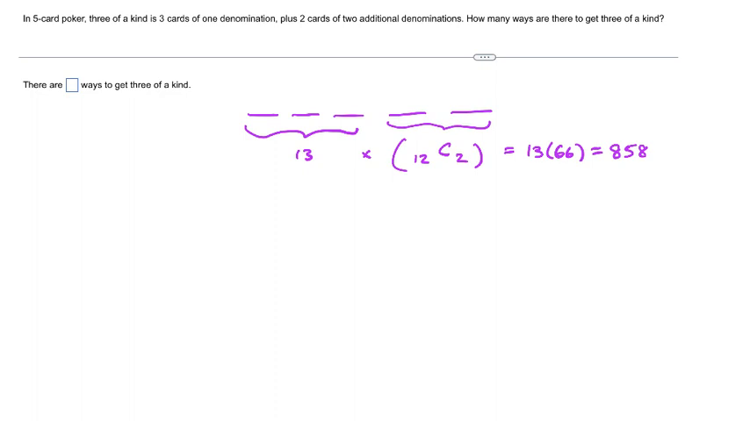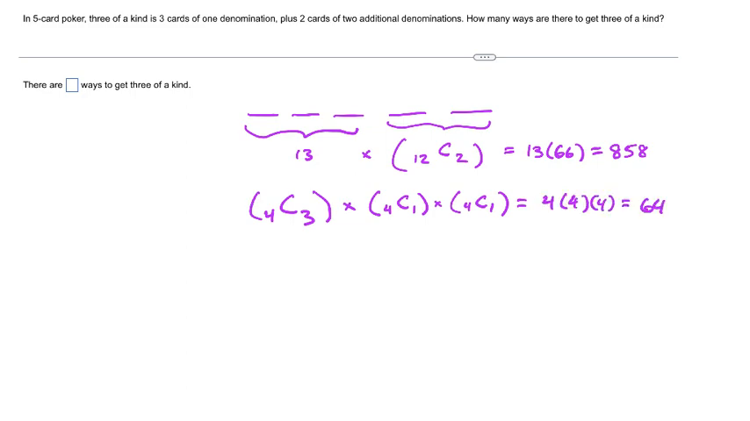Now, once we choose our denominations, for our 3 of a kind, we know that we have 4 possible suits, and we need to choose 3 of them. But then for our 2 remaining denominations, we know that we have 4 possibilities for the first card, and we want to choose 1 of them. And we have 4 possibilities for the second card, and we also want to choose 1 of them. And so this gives us 4 times 4 times 4, or 64 possible ways of getting our hand once we have chosen what our denominations will be.